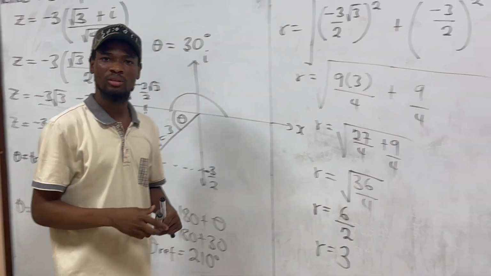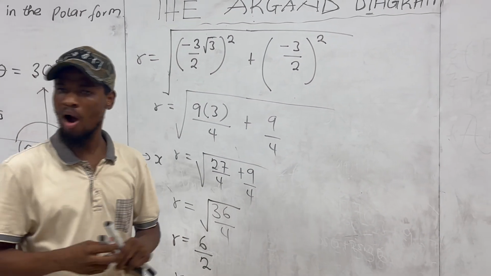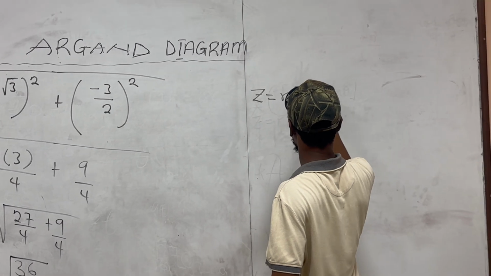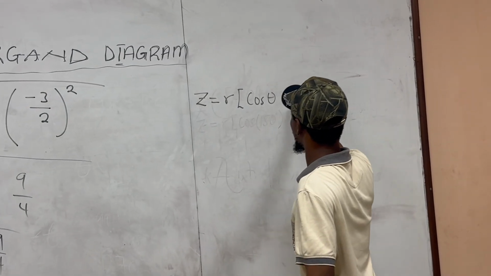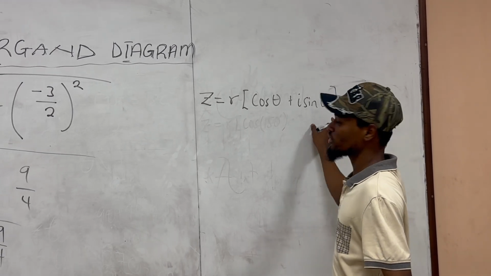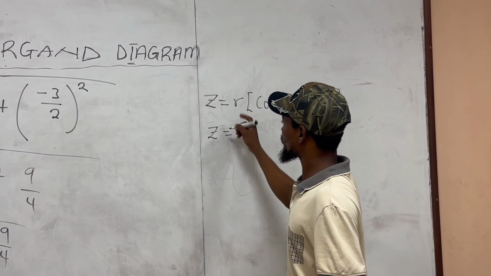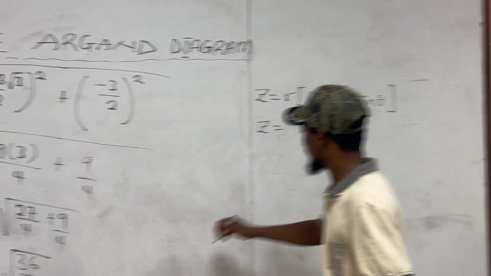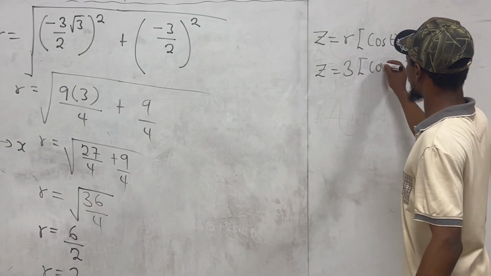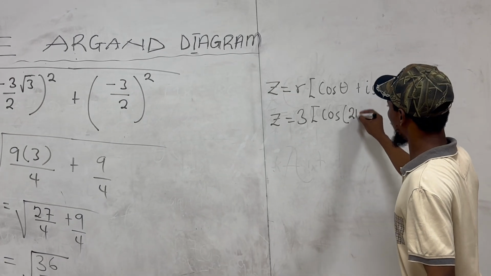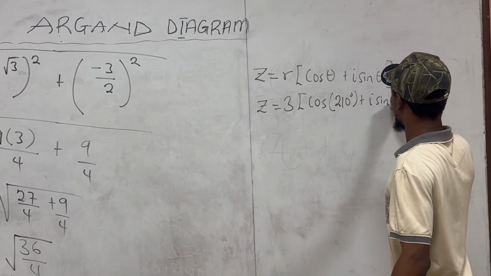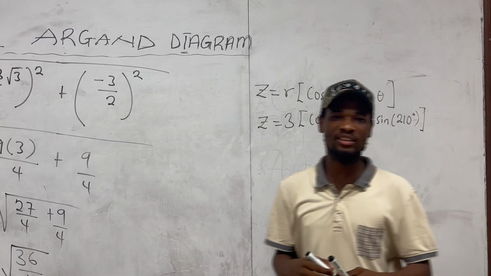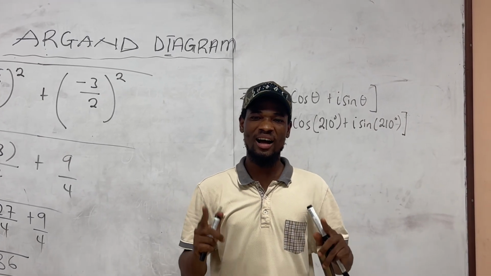Let's represent this in polar form. In polar form, z is given by r cos theta plus i sine theta, as we've been doing all the time. So z is equal to the value for r, which is 3. So I have 3, then cos of the angle theta, which is 210 degrees, plus i sine 210 degrees. Viewers, this is the end of the tutorials on the Argand diagram.